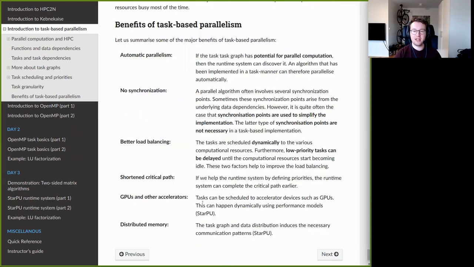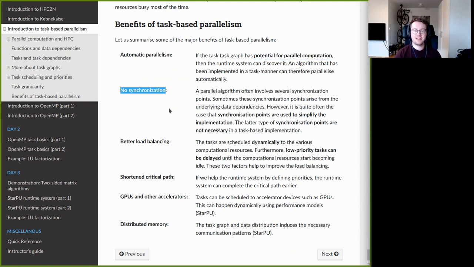So, in the end, a brief summary of the benefits of the task approach. The first one is automatic parallelism. If the task graph has some potential for parallelism, then at least theoretically, the runtime system should be able to discover this parallelism and take advantage of it. Of course, this is not always the case. You can construct your task graph in a very naive way and lose some of this parallelism. But you can help the runtime system with priorities to discover this parallelism.